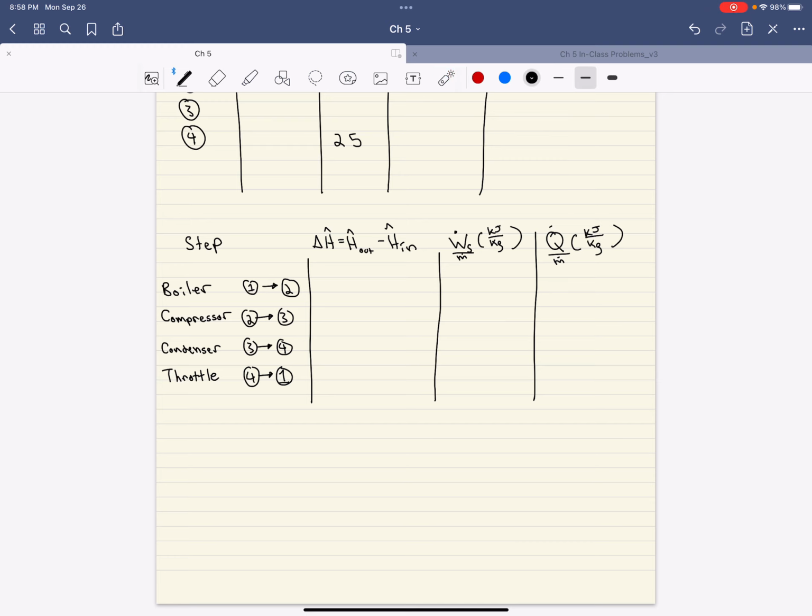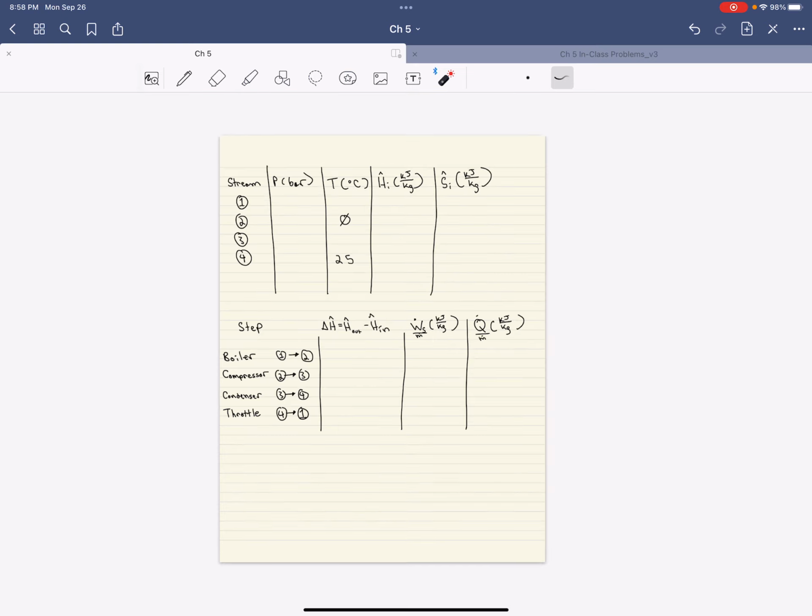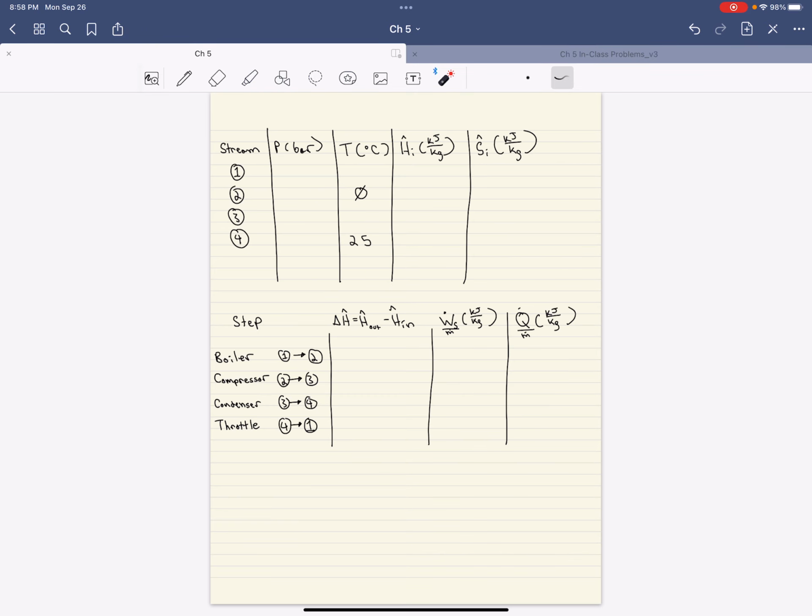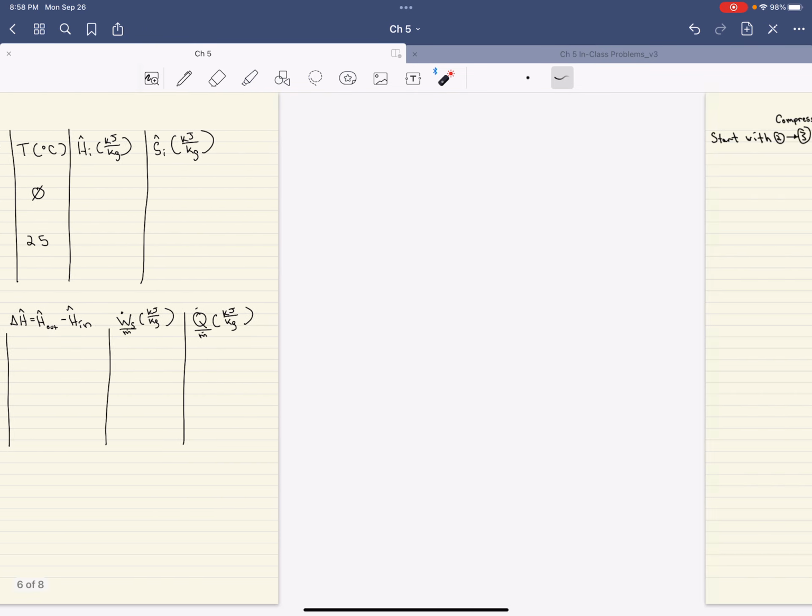Okay, and here you'll notice that the way I'm writing the work and the heat here, it's going to be divided by the mass flow rate. Okay, all right. So keep that in mind for later on. Okay, in any case, now that we've set up our tables, we could start to approach this problem.